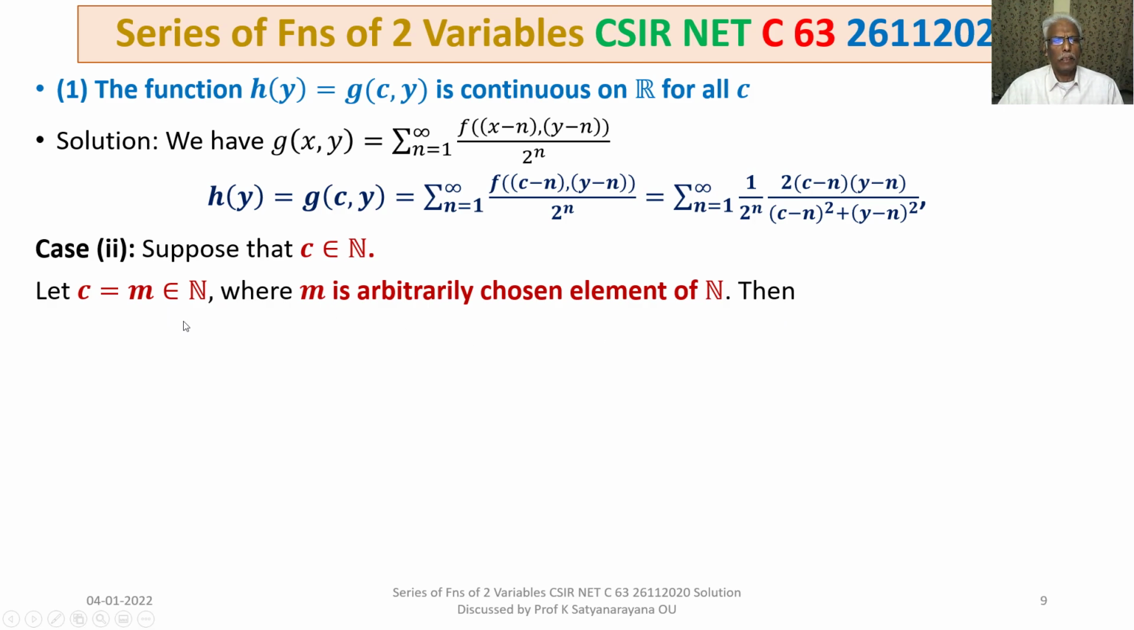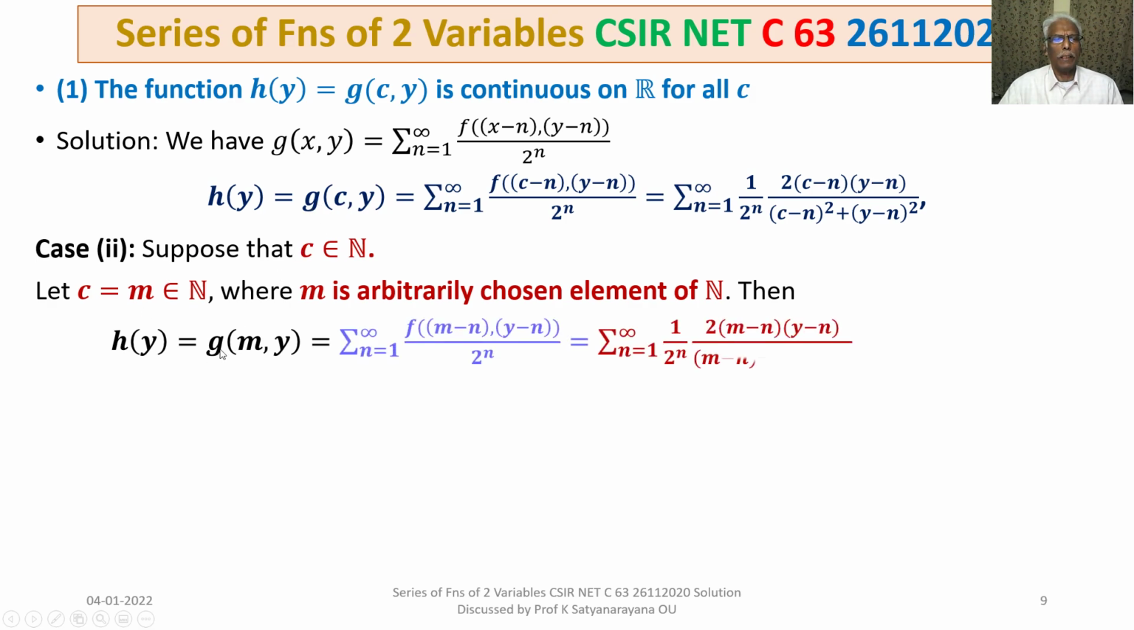Agreed. Then h(y) is equal to, wherever there is c, you write m, g(m, y), and that is sigma n is equal to 1 to infinity in terms of f. And that is equal to sigma n is equal to 1 to infinity 1 by 2 power n into 2 into (m minus n) into (y minus n) by ((m minus n) whole square plus (y minus n) whole square), which is equal to sigma n is equal to 1 to infinity g_n(y).